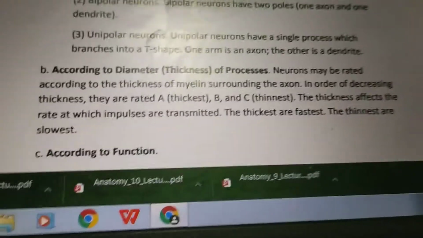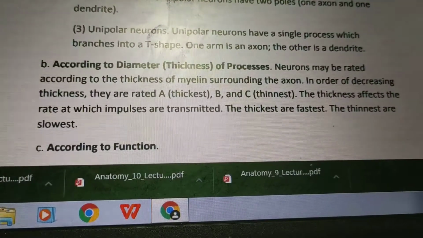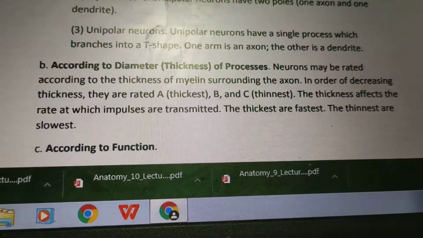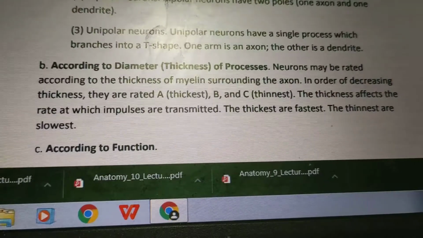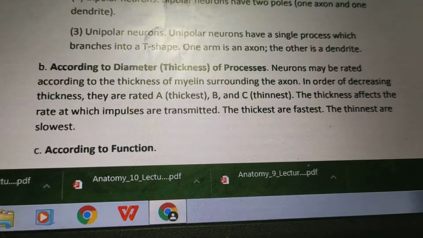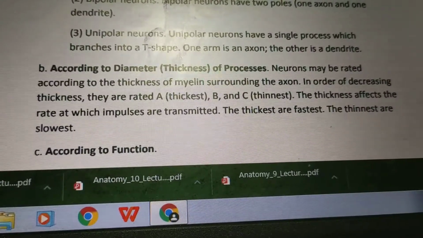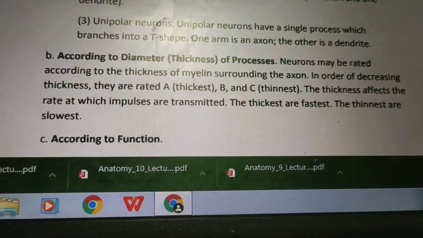Diameter, thickness of process. According to diameter, a neuron may be rated according to the thickness of myelin surrounding the axon. In order of decreasing thickness, they are rated A thickest, B, C thinnest. Thickness affects the rate at which impulses are transmitted. The thickest are fastest, the thinnest are slowest.